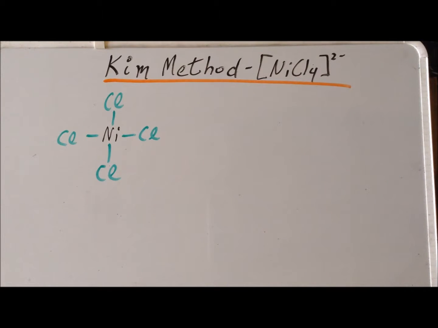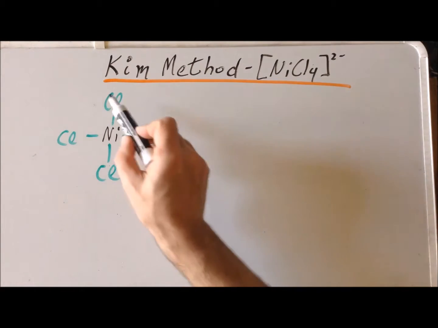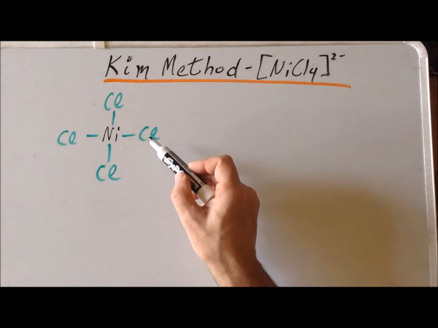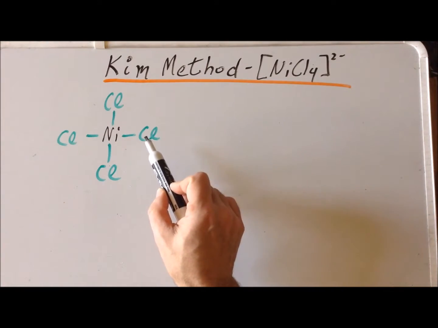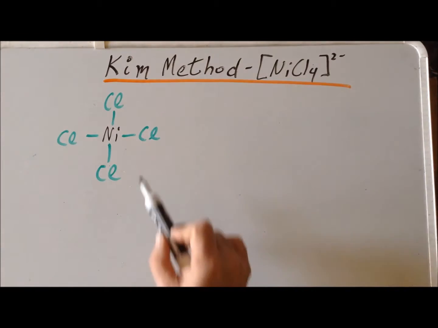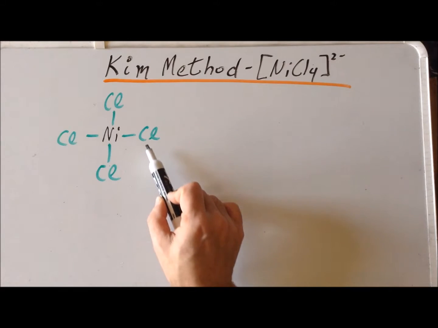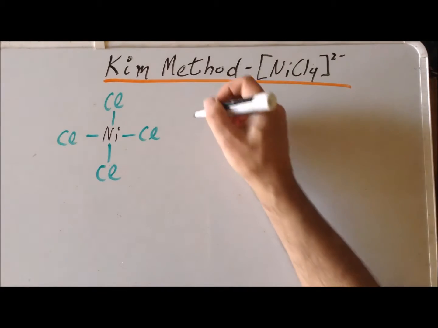The first step in the Kim method is to supply coordinates for each of the symmetry identical atoms in the molecule. And we see that each of the 4 chlorine atoms is symmetry equivalent because we can transform one chlorine into another by using a C4 or a C2 or a mirror. So there's at least one symmetry operation which will transform the chlorine into another chlorine. Therefore, all 4 chlorine atoms are symmetry equivalent.